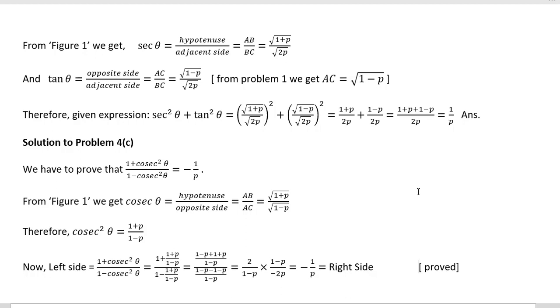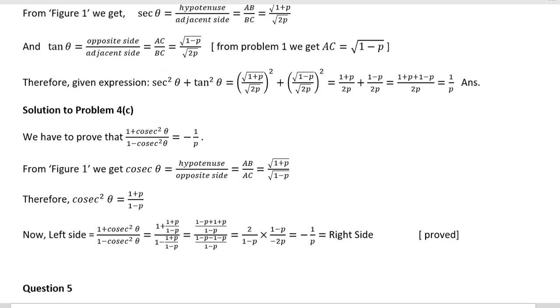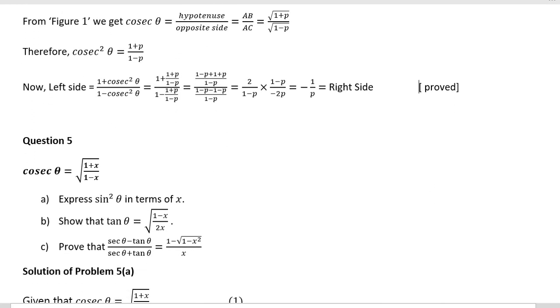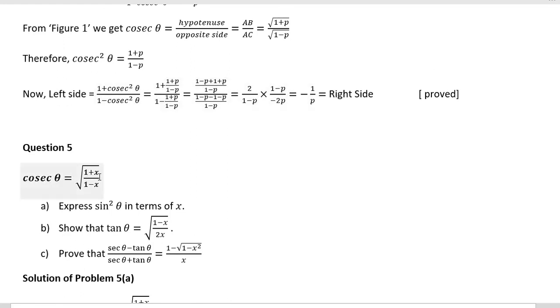So this was a very simple example of a type 2 question. We have another question of type 2, which is question 5. We have here cosec theta equal to root over 1 plus x divided by 1 minus x, and we are to express sine square theta in terms of x. We have to show that tan theta is equal to root over 1 minus x by twice x, and we have to prove that sec theta minus tan theta divided by sec theta plus tan theta equals 1 minus root over 1 minus x square by x.